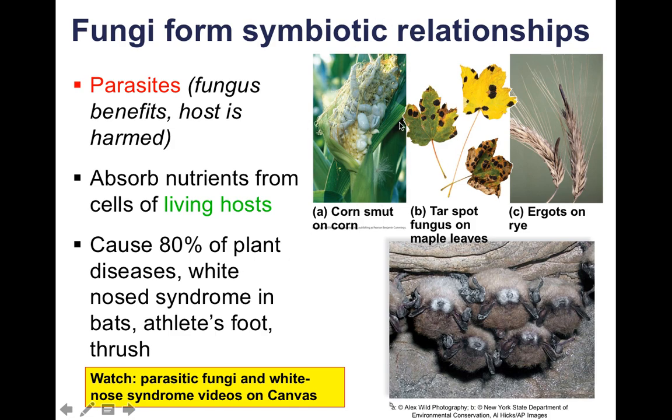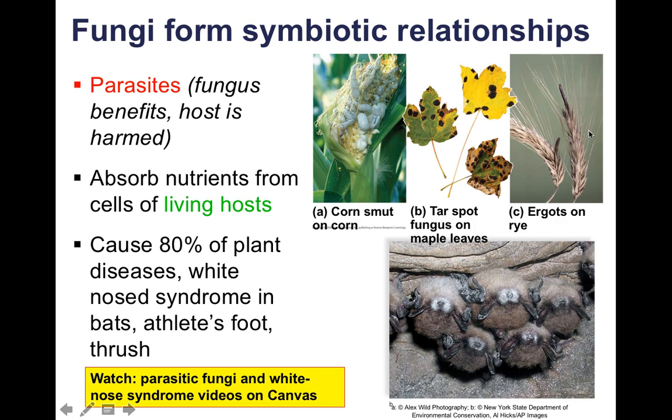One example is corn smut. This causes losses in the corn industry. This is a fungus that grows on corn. It ruins the kernel. This is actually edible though, and in some parts of Latin America, especially Mexico, it's consumed. It's called a corn truffle.